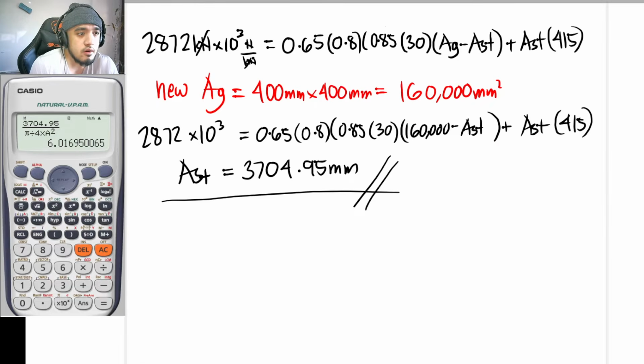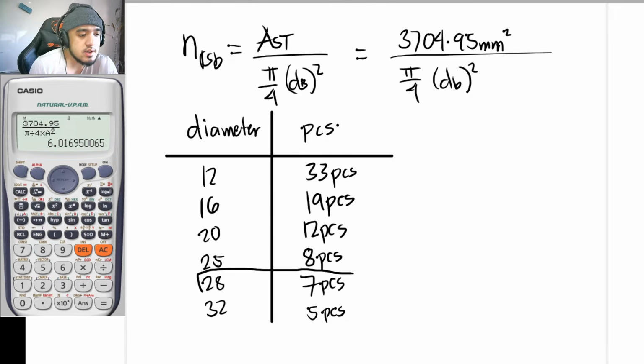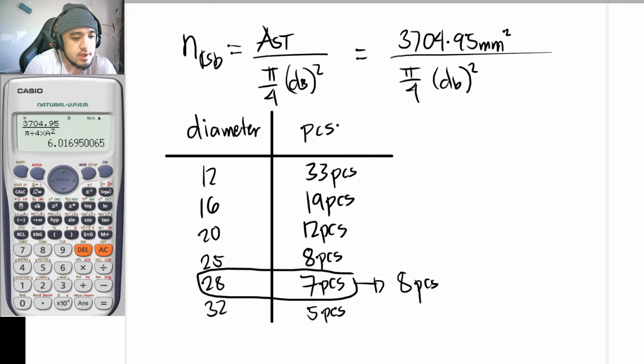So with that, if we are to make use of 7 pieces, so for example the bar diameter that is available in your local hardwares is 28 mm, we must round this up to 8 pieces. But since it is 8 pieces here, if you have the freedom to choose, I think it is more economical for you to choose 25 mm. So once again, this is to be by your judgment. Okay, so this is just for an example.